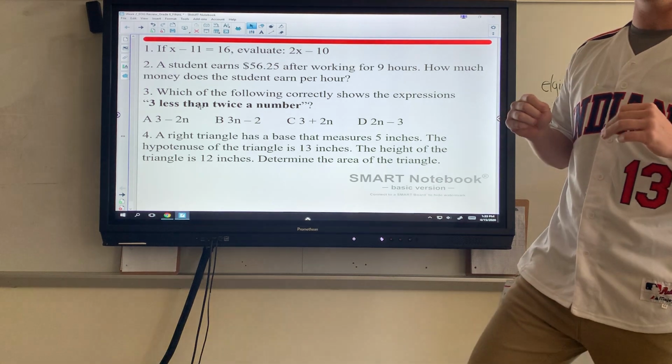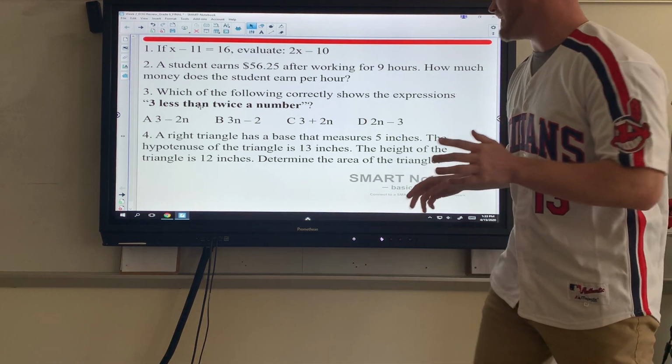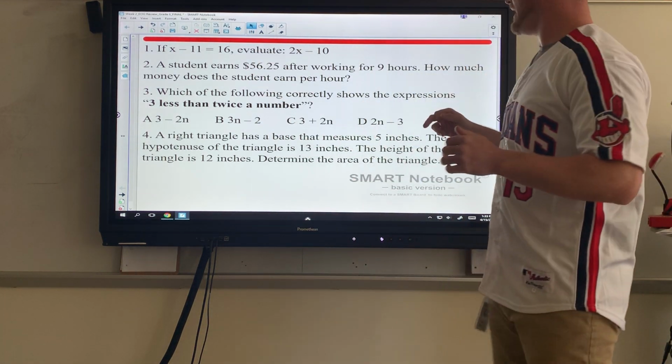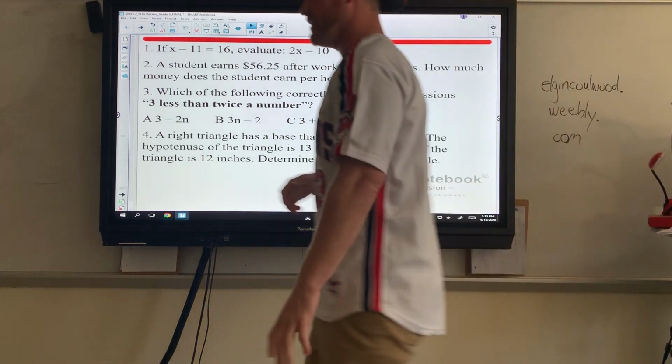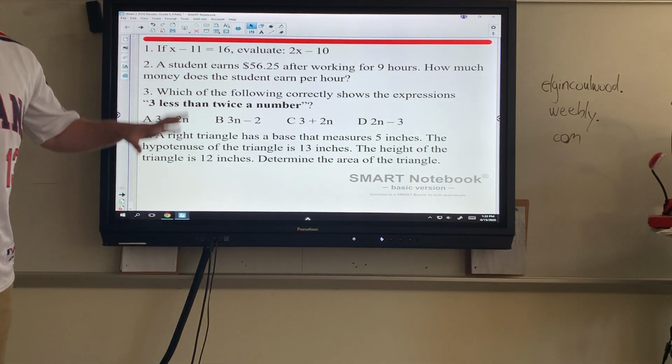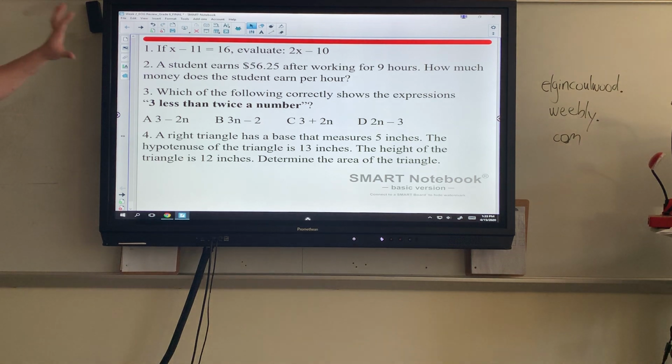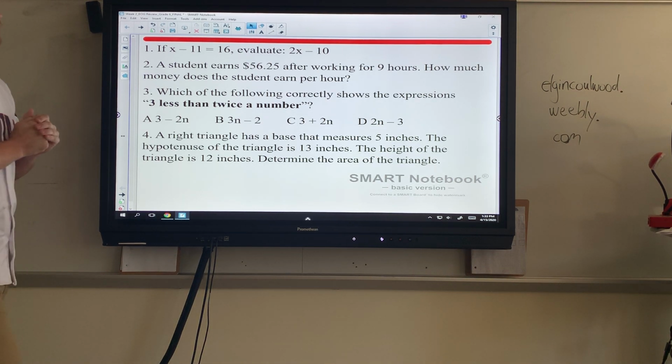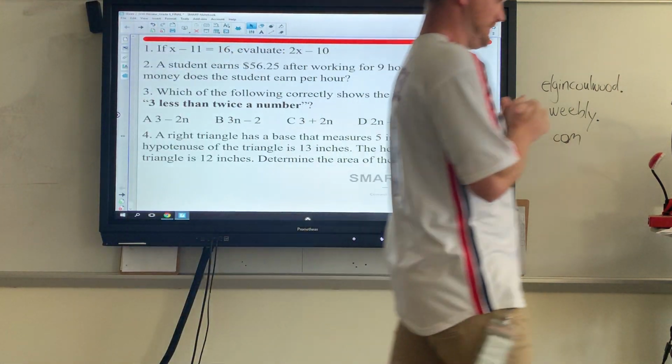Remember, if you haven't done the exit ticket from the previous box, go ahead and pause the video now. Attempt these 4 problems on your own. Remember, these are all EOG-based questions. And then once you're ready and you attempted all 4 of these, go ahead and unpause the video and we will go over it together on the next slide.